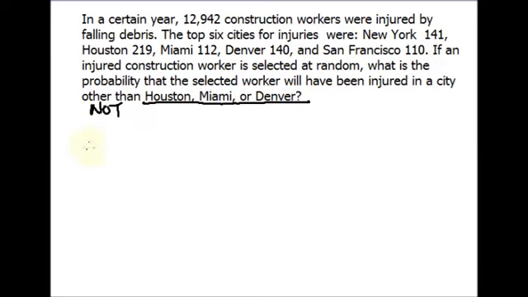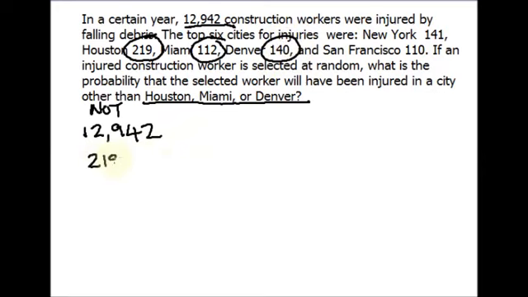Let's start by adding up the numbers. We're given a total of 12,942 construction workers, and we're given numbers of injuries. For Houston, we're given 219. For Miami, we're given 112. And for Denver, we're given 140. So let's add those up, and that gives us 471 injuries that happened in those places.